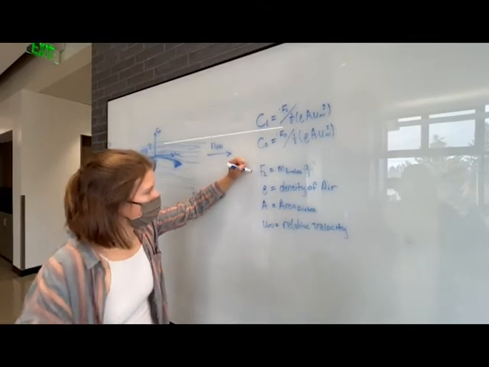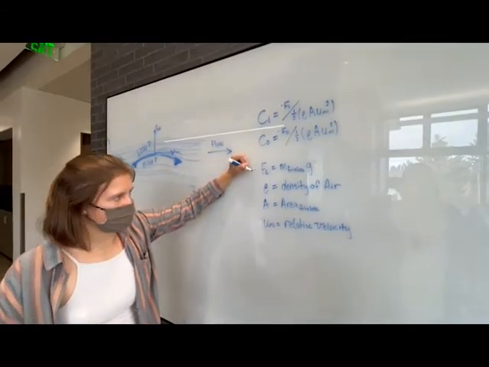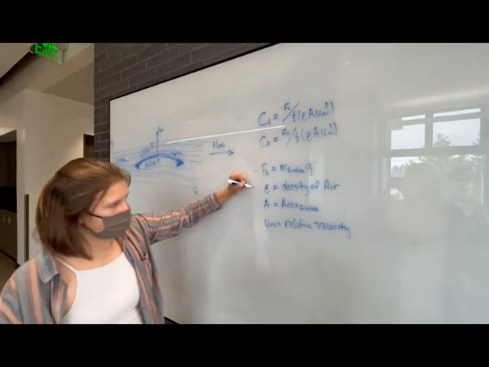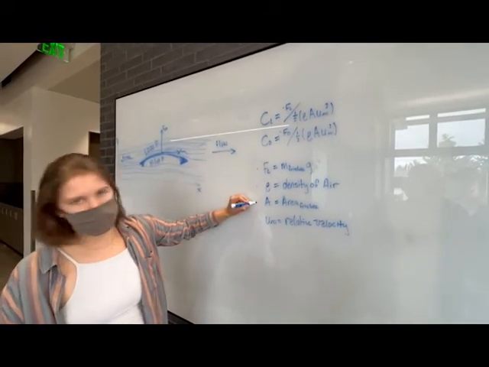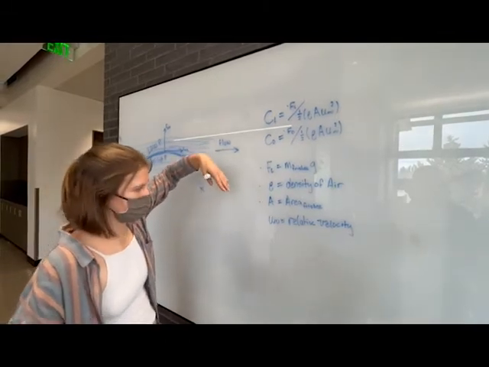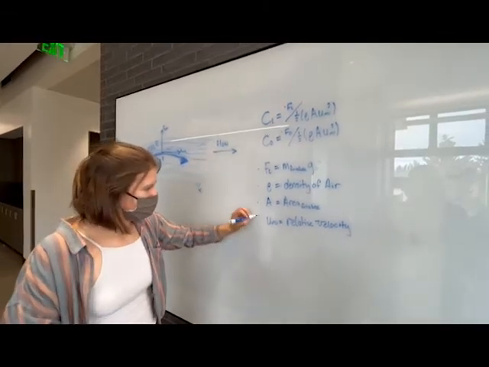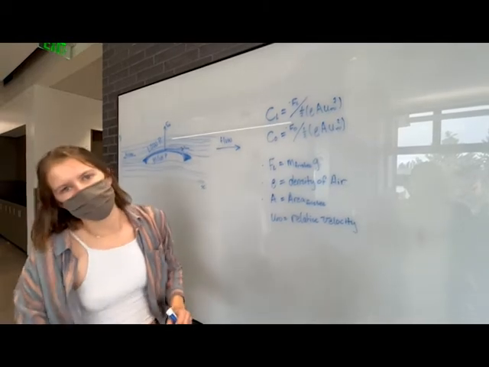So our lift force is the mass of the frisbee times gravity, and density would just be the density of the air. And again, the area is that perpendicular cross section. And then we have our velocity term.